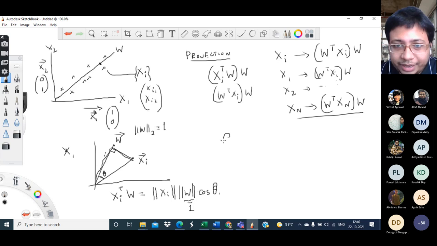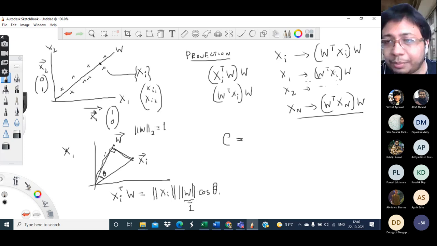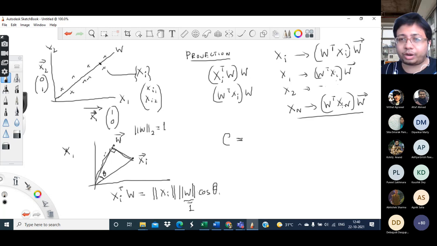Now what am I interested in? I am interested in variance. Let me denote variance by C. Since all of them are in the same direction W, it's now a matter of the magnitudes. So you can say that I have lots of numbers like this: W1 transpose X1, W2 transpose X2, etc.